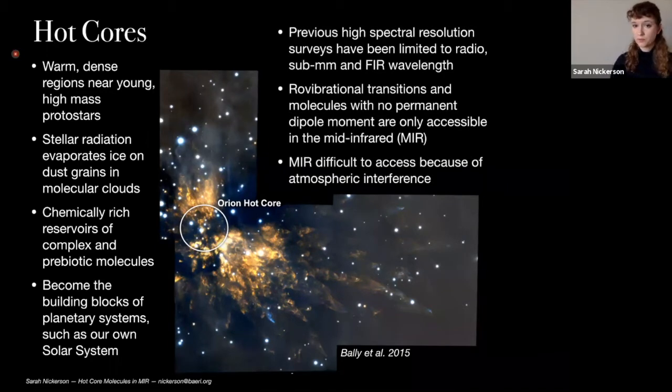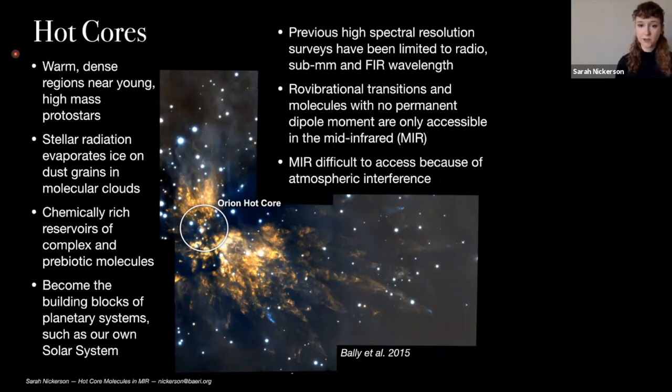However, looking at these hot cores with high spectral resolution and being able to view the individual transitions of each molecule, usually this has been done in other wavelengths, submillimeter, far infrared. But in the mid-infrared, there are several transitions that only happen here, and also molecules without a permanent dipole moment we can only really see in the mid-infrared. And so without mid-infrared, we're missing a huge piece of the puzzle of what's happening in hot cores.